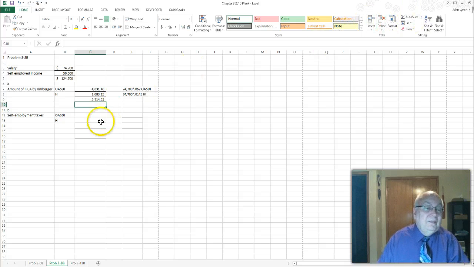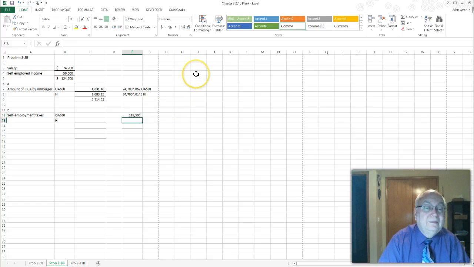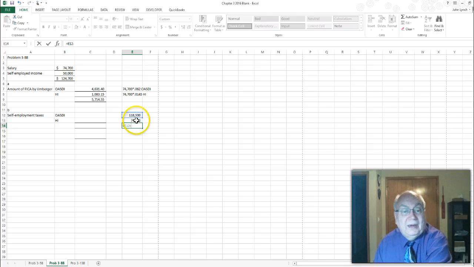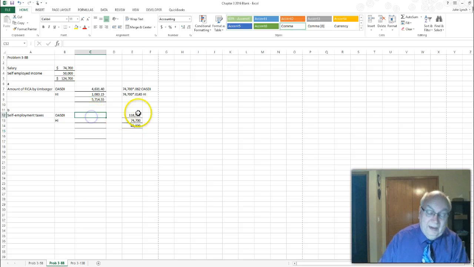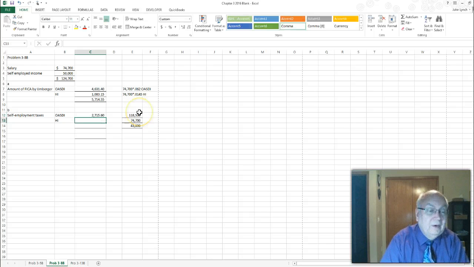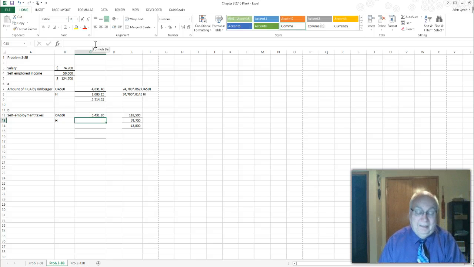Okay. Now, for the self-employment tax. Well, again, remember the max is $118,500, and they've withheld on $74,700. So the difference is what George has to pay on for the OASDI portion of the tax, or $43,800. So for the OASDI, we have equal $43,800 times, sorry, times 0.124, because he has to pay both halves of it. Remember, he's got to pay both parts.